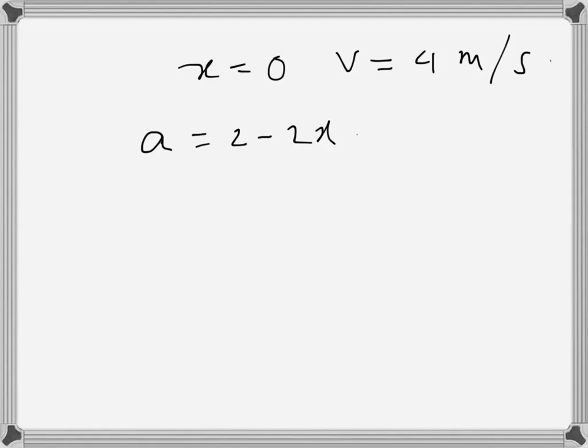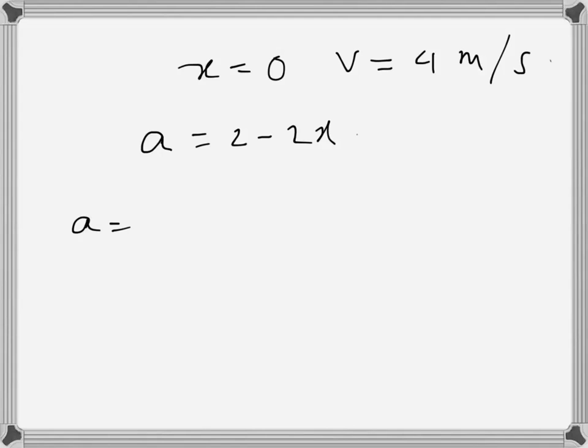A particle is dropped from the origin at a velocity of 4 meters per second. So when x is equal to 0, velocity is 4 meters per second, and it's also given that when the displacement is x, the acceleration is 2 minus x. So acceleration is like that. We need to find the velocity in terms of displacement.